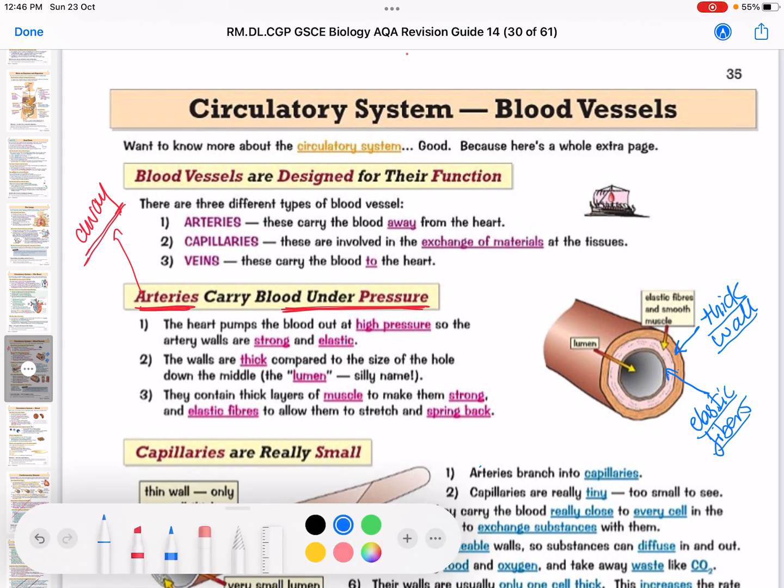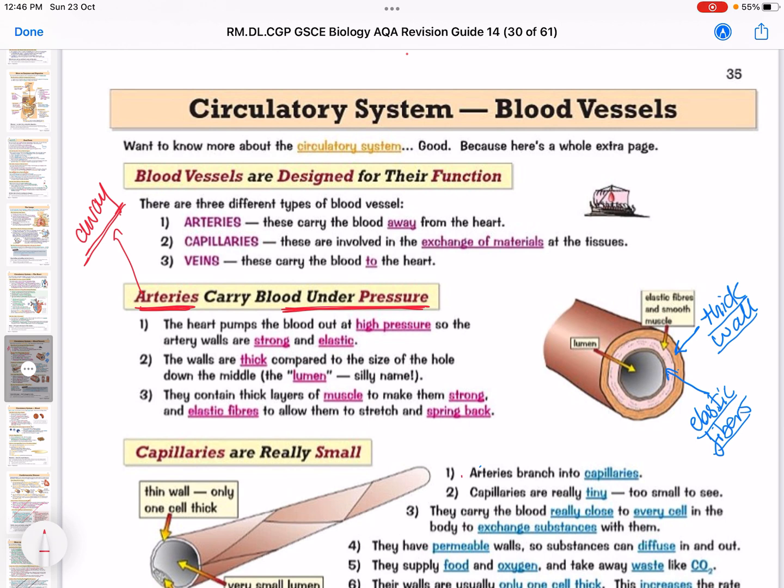On the other hand, if you notice, since the thick wall and the elastic fiber are taking a huge place in the diameter of the artery, then the lumen of the artery will be relatively small. Okay, so that's about the structure of the artery and how it is adapted for the function.